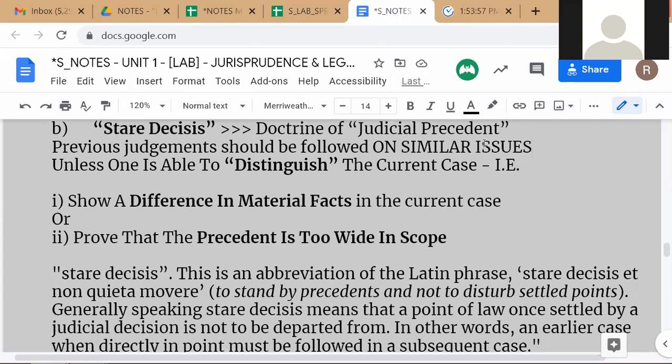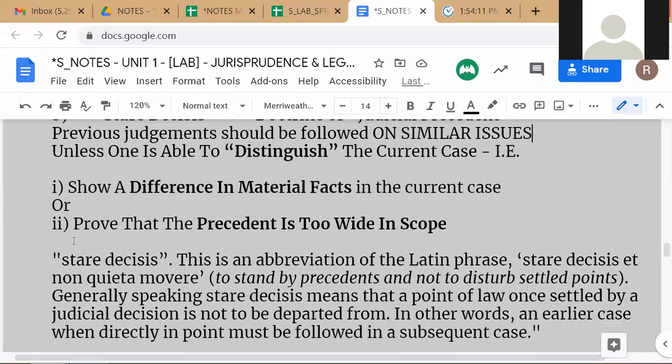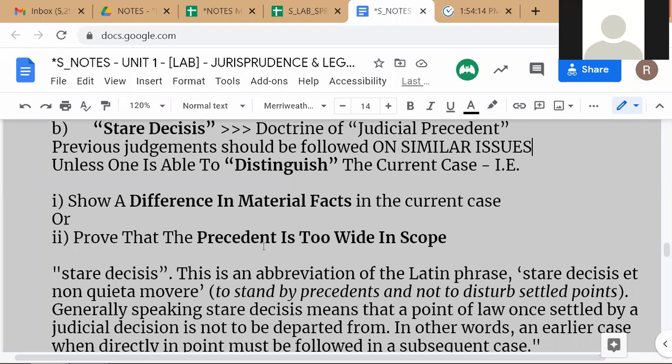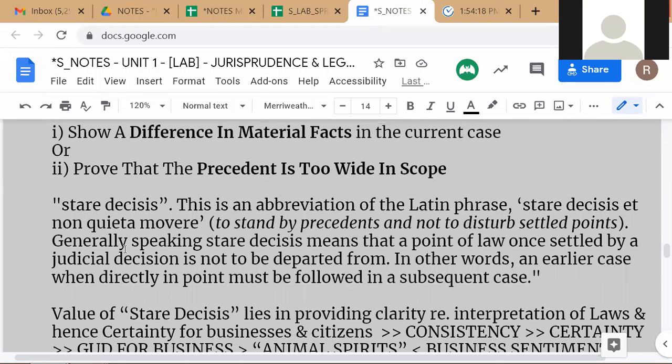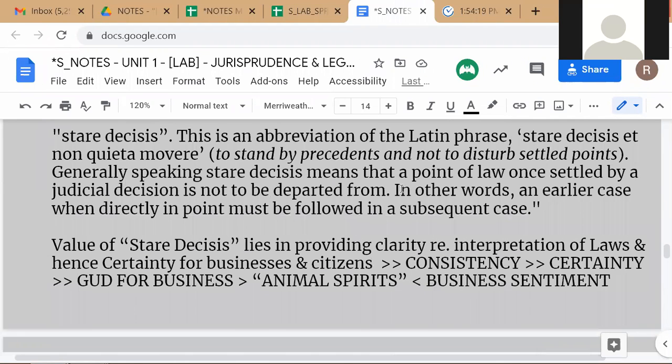So if there is a similar issue, a similar conflict that the court can find from its previous judgments, where the circumstances and material facts are the same, then they should apply that previous decision to that case. Okay, so this is basically the rule, unless, of course, you can distinguish the current case from the previous case that is being sought to be applied. So stare decisis, generally we should follow this, okay.